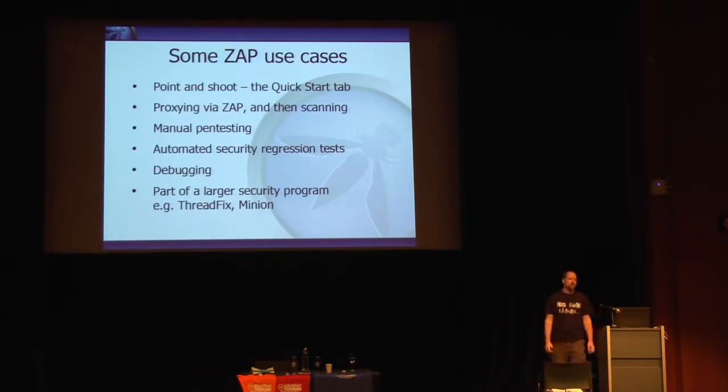But I also think automated security regression tests are a very important aspect of ZAP. This is where, instead of having somebody sitting there exploring the application, you use your regression tests to explore your application. This is something you can include in your continuous integration. You do all your functional tests, proxying those through ZAP, and then ZAP can do security regression testing on top of that.